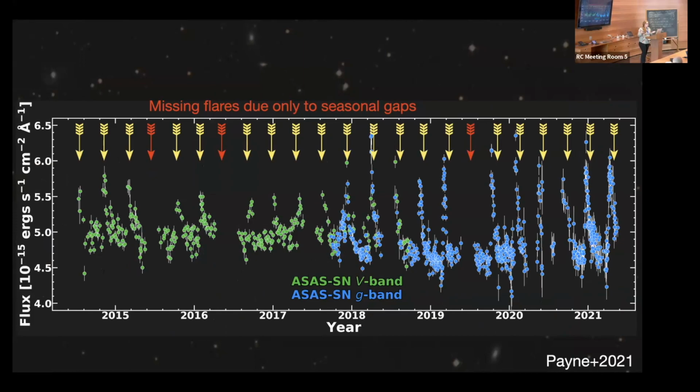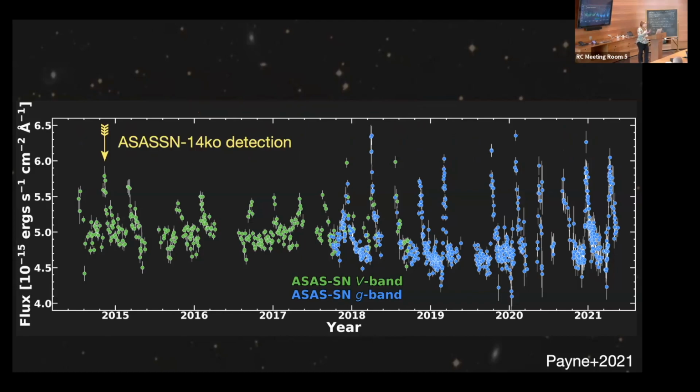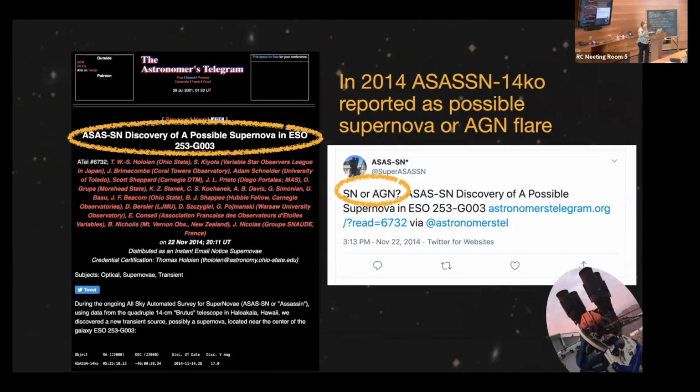I know here I'm showing separate V-band and g-band. When ASAS-SN first started its survey, we were observing in the V-band before switching over to g-band in 2017 to achieve a fainter limiting magnitude. I've been referring to this object as ASASSN-14ko because one of these early flares was detected by ASAS-SN. It was assigned the name 14ko and reported as a new transient. But it was a case of mistaken identity.